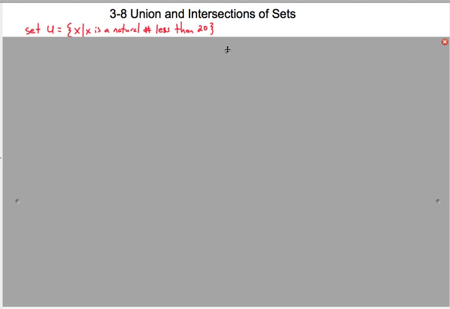Hello, this video is on the union and intersection of sets. If you recall, I think it was back in 3.5 we introduced sets, and so now we're going to talk about them a little more. We'll just start off with naming some sets here. We're going to say the universal set for this first problem is all natural numbers less than 20.